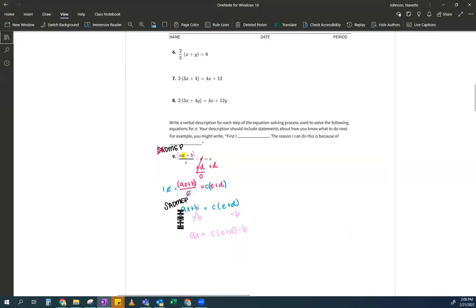And then the last step is, do you see any multiplication and division? And you're like, yeah, I see it right there. So I'm going to divide both sides by A. Be very careful here. I'm pulling that fraction bar across that whole thing. So it's divided by A. A divided by A is just the number 1. So I'm left with X is equal to C parentheses E plus D parentheses minus B, all over A.